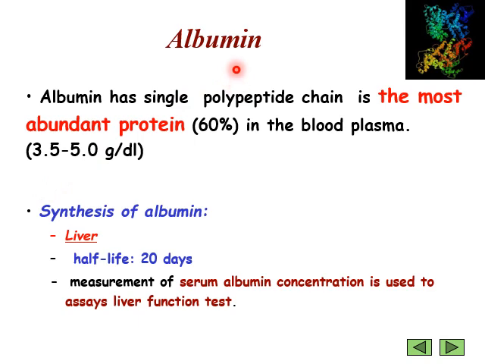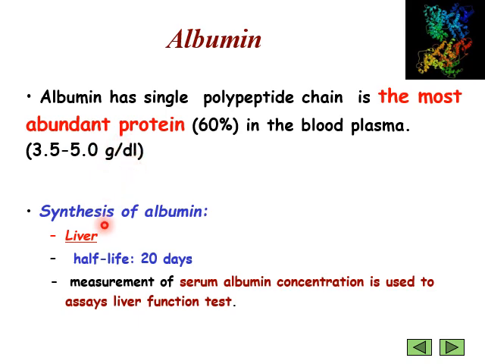Now let's discuss these plasma proteins individually. The first and the most abundant protein, about 60% in the plasma, is the albumin. Its normal concentration is about 3.5 to 5 grams per deciliter. What do you mean by grams per deciliter? Per deciliter means 100 ml. So in 100 ml, how much albumin is present? About 3.5 to 5 grams in 100 ml of blood.